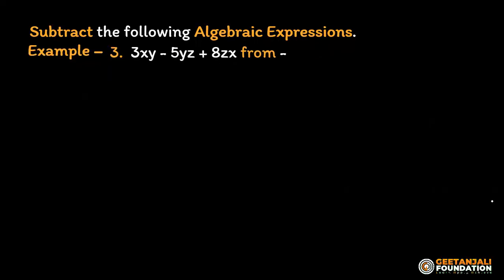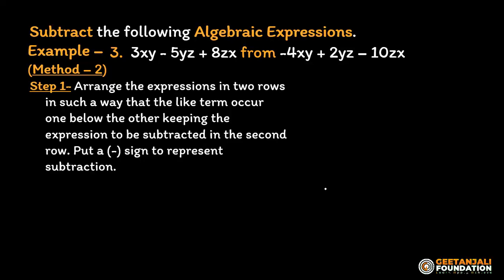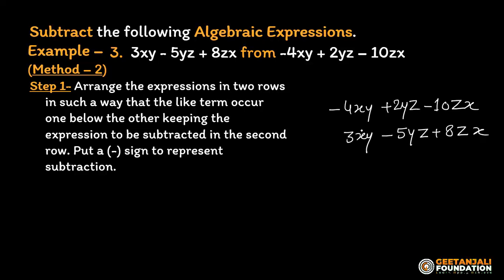Now next example: 3xy minus 5yz plus 8zx. We have to subtract this expression from minus 4xy plus 2yz minus 10zx. And I am following method 2 to solve this expression. So I'll write expressions one below another. So it will be minus 4xy plus 2yz minus 10zx. So I have written the first expression. Now the second expression is 3xy minus 5yz plus 8zx. Now I have to subtract, so I am putting this sign over here.